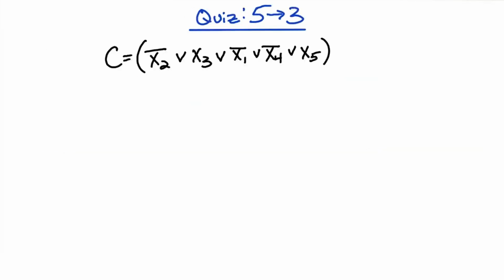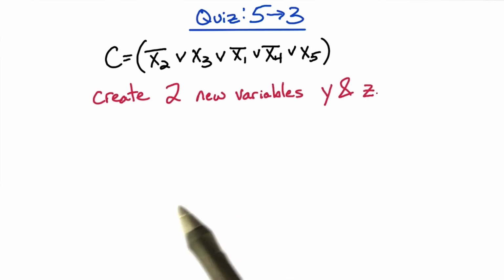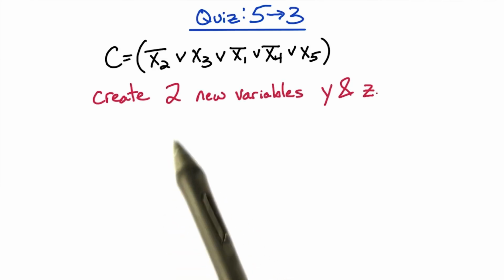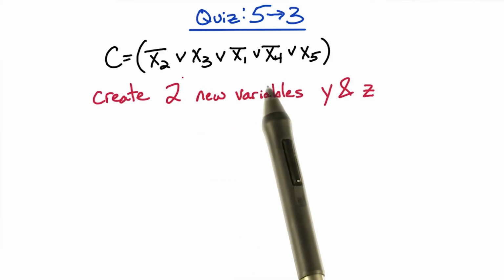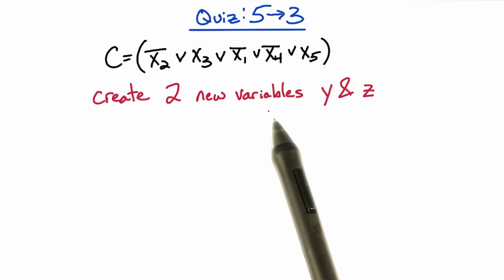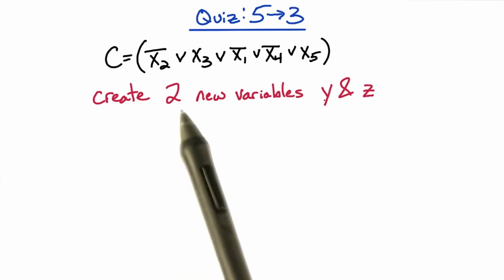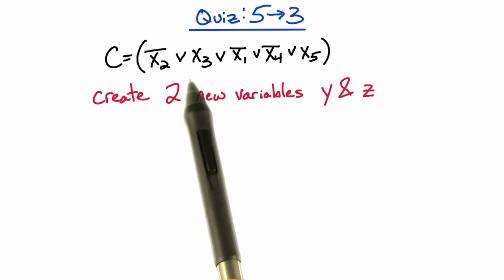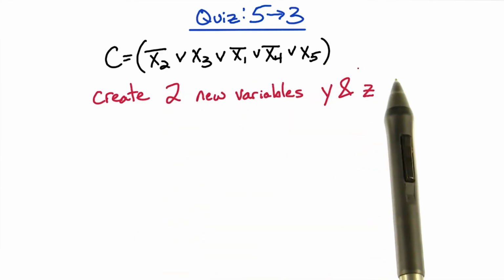Now we just saw how to transform a clause of size 4 into a pair of clauses of size 3. Now let's try to generalize this idea. Let's do it one step at a time. So let's take a clause of size 5 now, and let's try to transform this into a triple of clauses of size 3. Now previously, to transform the clause of size 4 into a pair of clauses of size 3, we added one new variable y.